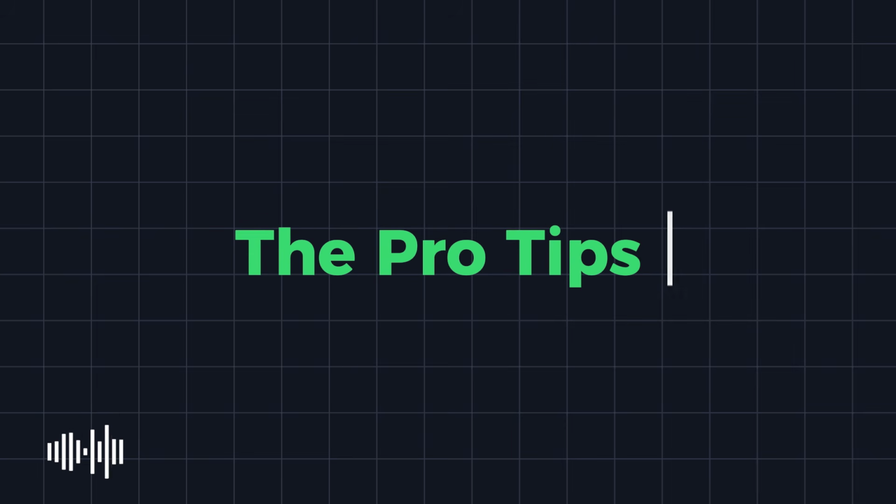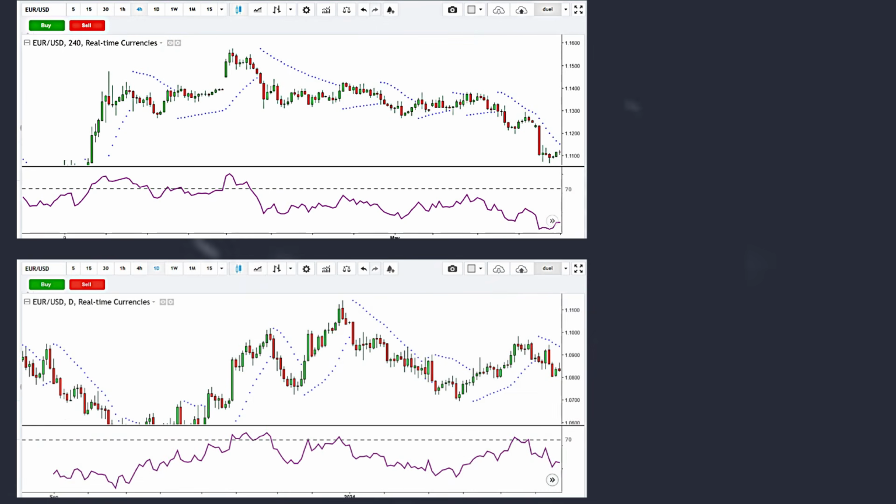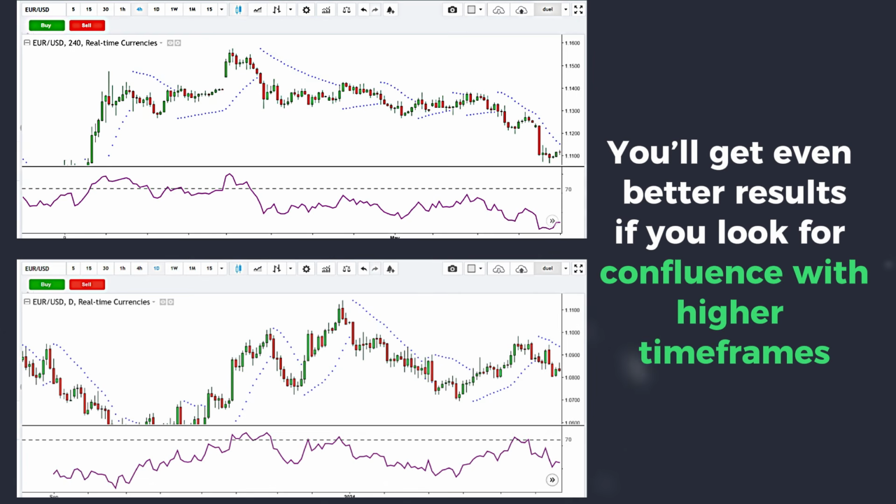The pro tip. Alright, here's the pro tip I promised you right at the beginning. You'll get even better results if you look for confluence with higher time frames. For example, if you're trading on a 4-hour chart, take a look at daily RSI and Parabolic SAR first.